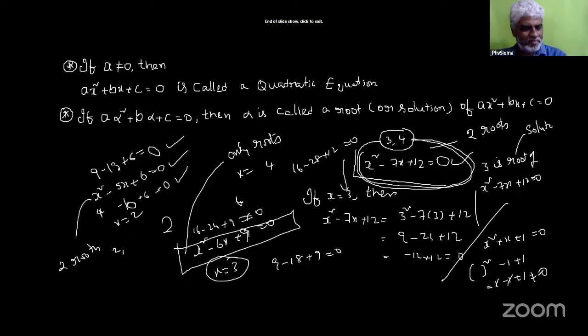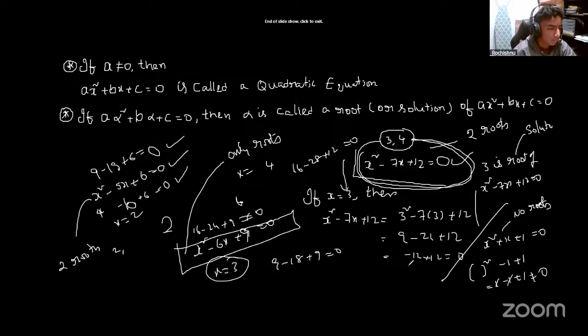This has no roots. So here we can see three kinds of cases: having no roots, having one root only, and having two roots. So the conclusion is any quadratic equation has at most two roots.